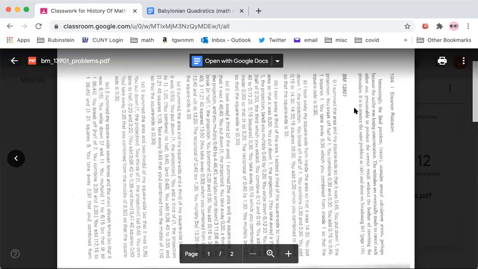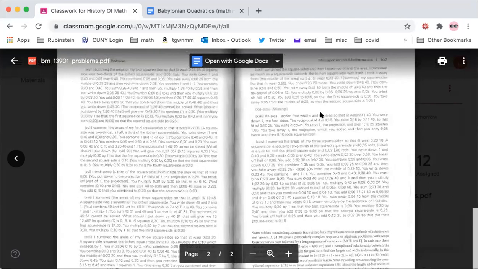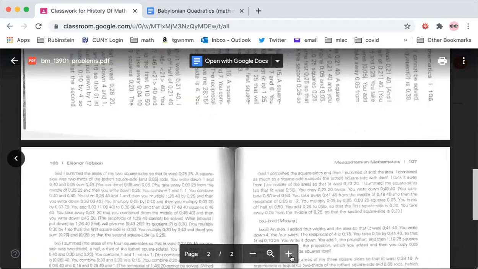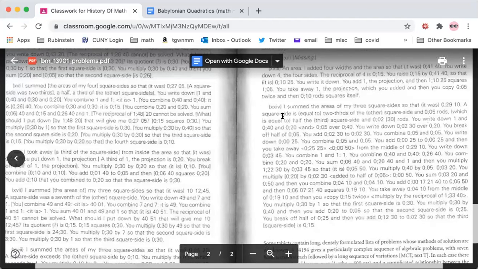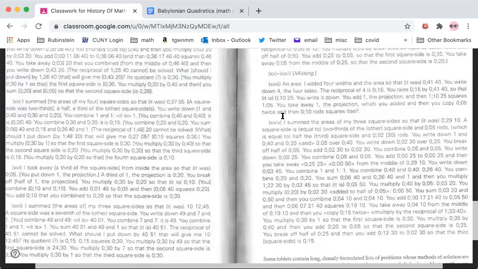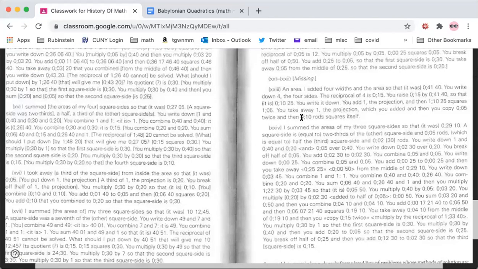0.45. That's 3/4. I sum the, so that's saying x squared plus x equals 3/4. And then they go through their process and show how they get half as their answer. And these things get more and more complicated. By the end, I think there's 24 questions. Oh, well, there's 24 questions, except some of them were missing from the tablet. So there are 24, but it says here 21 and 22 were missing. So there's 22 questions on this page.